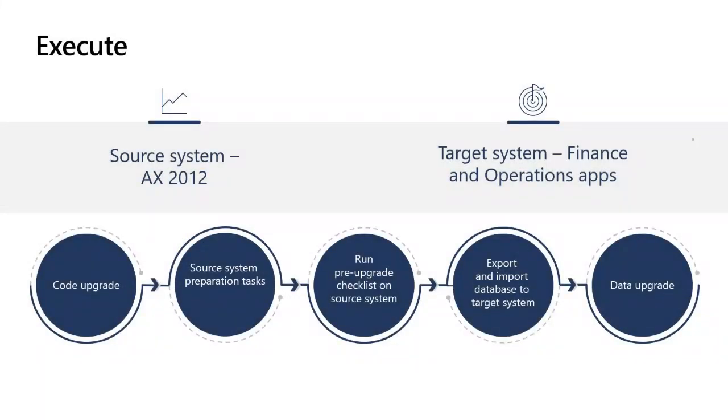Thank you, Mo. So we are in the execute phase now. We have completed our analysis and are ready with the execute phase, which is nothing but executing the upgrade activity. During the execution phase, you work through the tasks that you planned during the analyze phase. So always keep a note that your source system is AX2012 and the target system is Finance and Operations apps. In this whole activity, the main steps are: complete code upgrade activity at target end, source system preparation tasks for data upgrade activity, run pre-upgrade checklist on source system for data upgrade, export and import database to target system, and then execute the data upgrade.